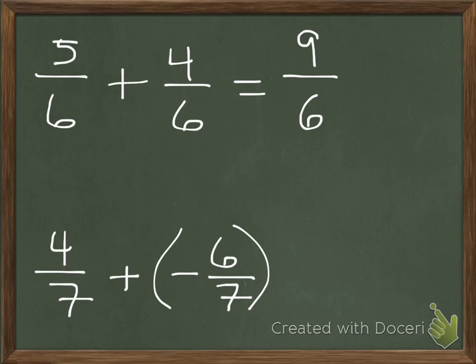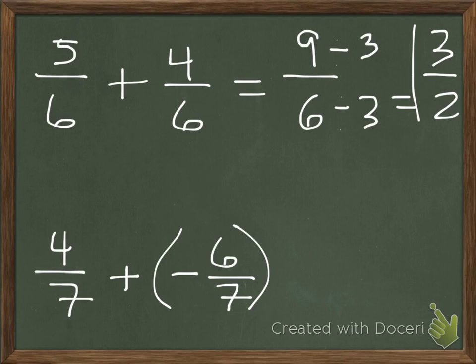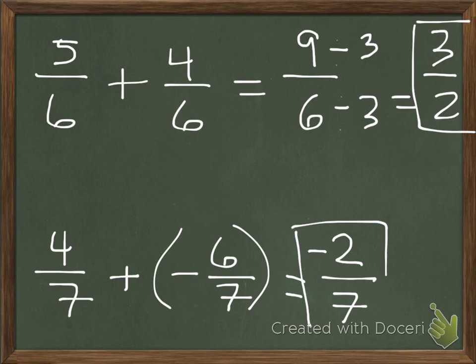So I'm going to be able to simplify this by dividing by 3, which will give me 3 over 2. And this would be my final answer. Next one, same idea. They both have the denominator of 7, so you're going to focus on adding 4 plus negative 6, which gives you negative 2. You keep the same denominator, and since negative 2 over 7 cannot be simplified, we are all finished.